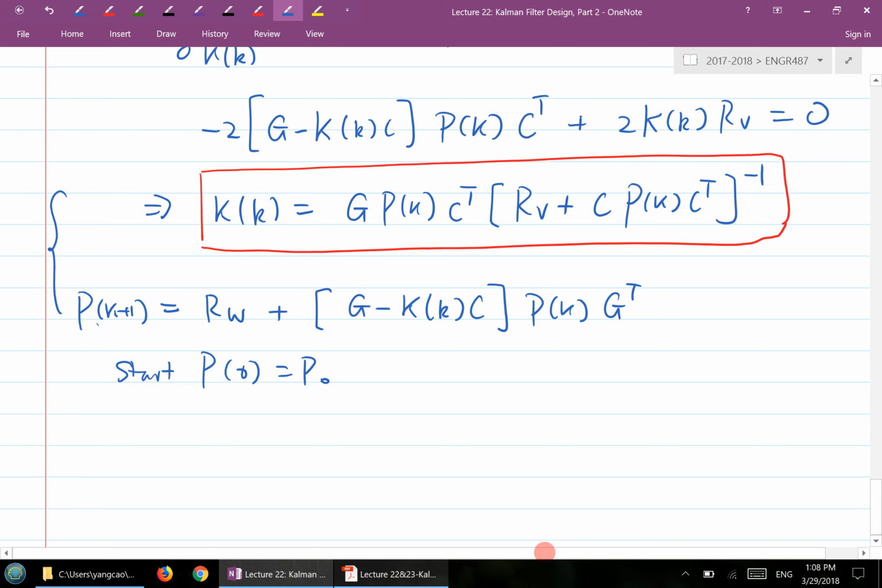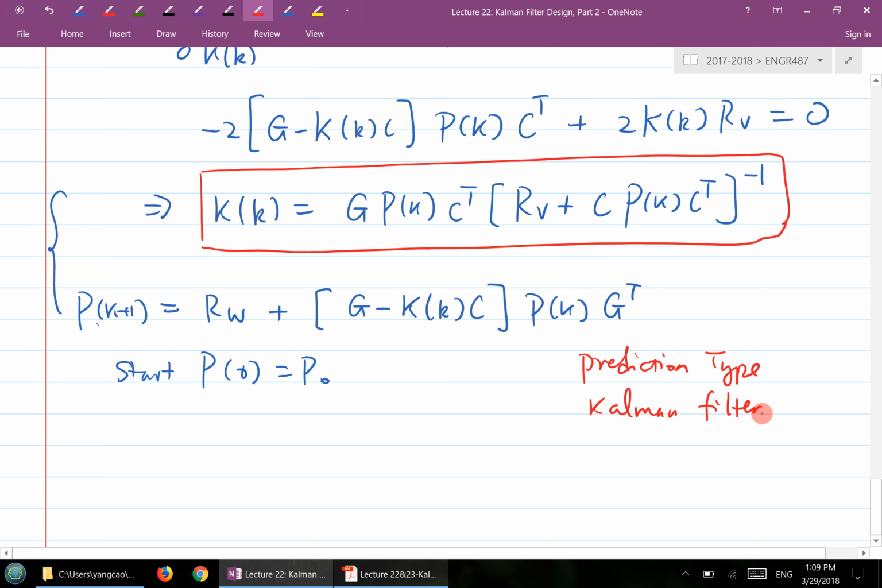And these two equations together here, okay? This is called the prediction type Kalman filter. Okay, prediction type. And just like the name for the full order observer, right? That's called prediction type observer. The same idea, right? Same thing. Okay.